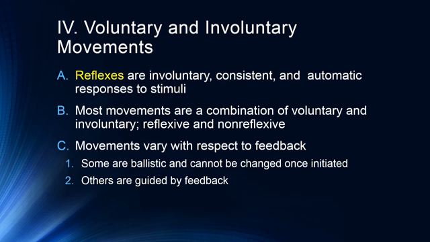Movements vary with respect to feedback, so some are ballistic and cannot be changed once initiated. For example, when you go to throw something, once you've started it, it's really hard to stop it, right? Or if you've just done something automatically and initiated a motor response, you have to complete the movement. So if it's something very rapid, that happens very quickly. For example, if you drop something, you're going to grab it automatically, and it just really can't be stopped because it's that kind of ballistic movement.